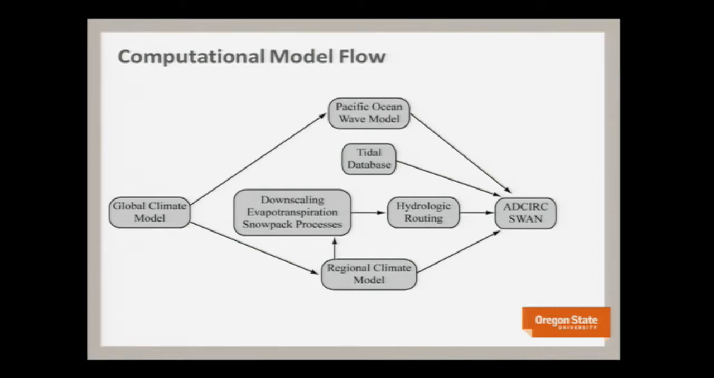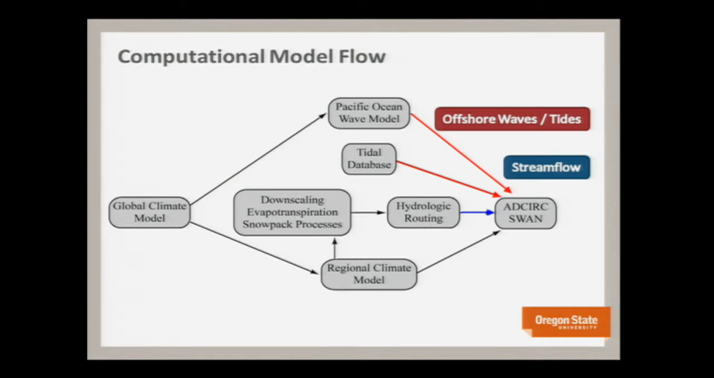The arrows leading into ADCIRC-SWAN here represent data streams from different boundary conditions. So for example, we have to force the offshore boundary of our domain with both tides, which are easy to get, and waves, which are somewhat more difficult to get. We have to force the terrestrial side with stream flow. So you can have rivers coming in at various locations in your computational domain. And then the actual free surface of your computational domain gets forced by wind stress and surface pressures.